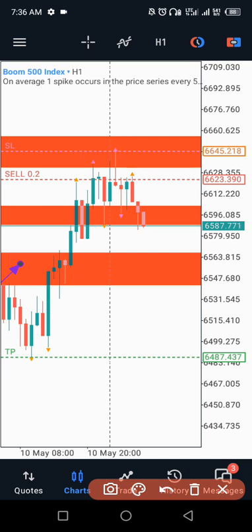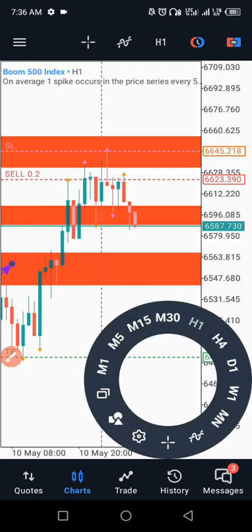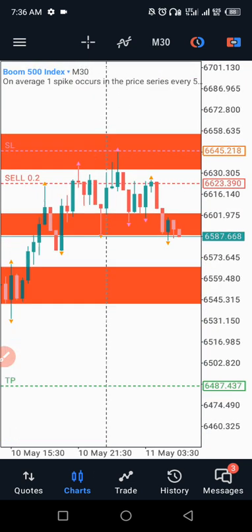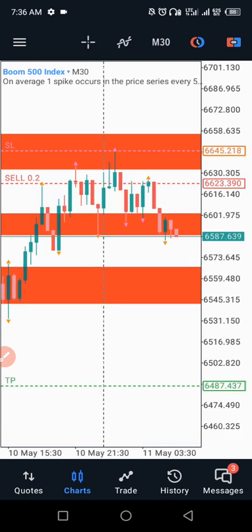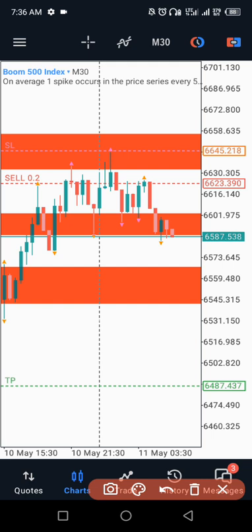So you want to identify that, and for us to be sure that this is a very clear head and shoulders pattern, we can go to the 30 minutes time frame. On the 30 minutes time frame, we see that it is very clear here. When trading the head and shoulders pattern, make sure that the first shoulder is lower than the head, as you can see, and the second shoulder is lower than the head, to confirm a valid head and shoulders pattern.